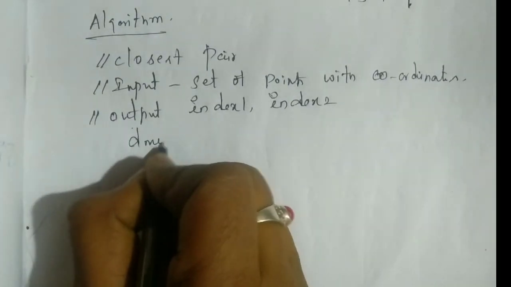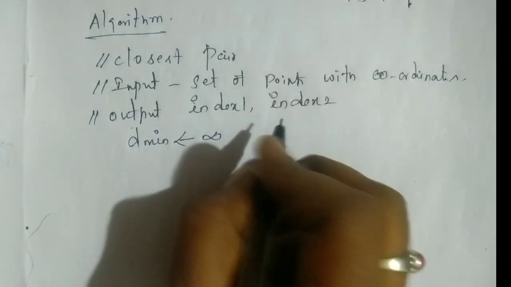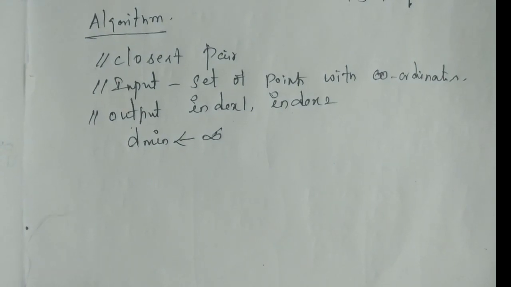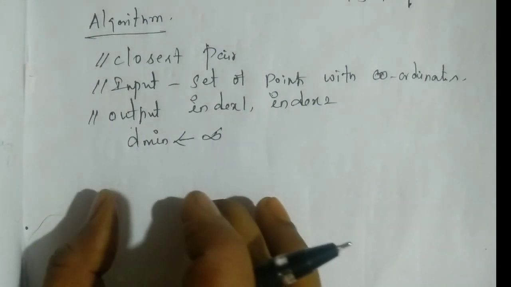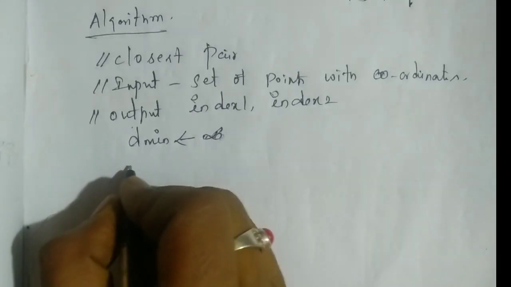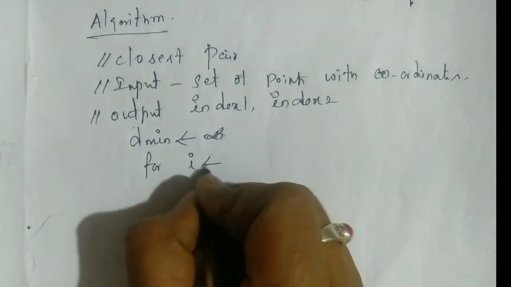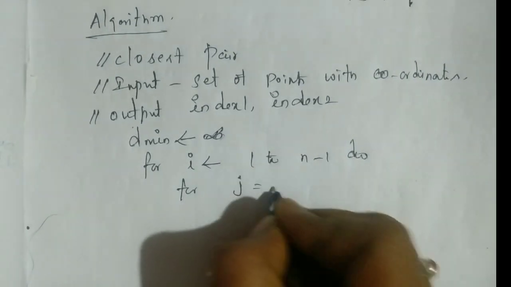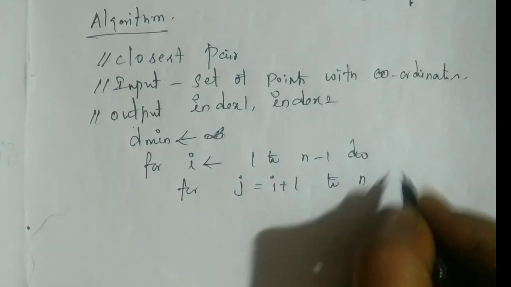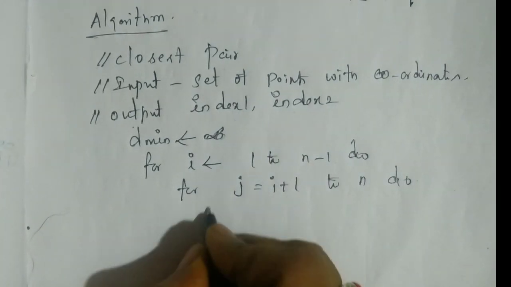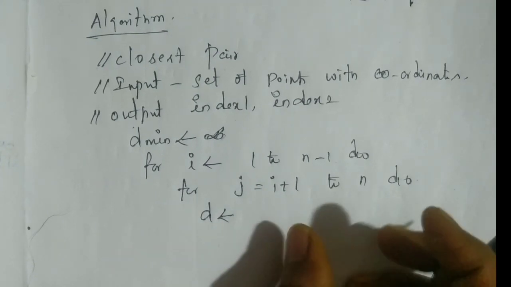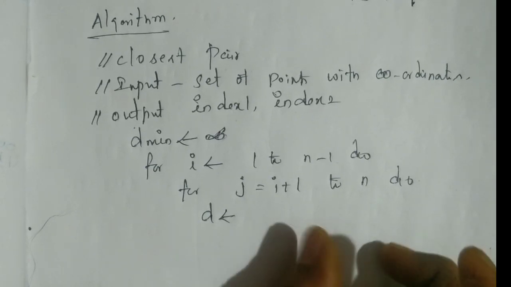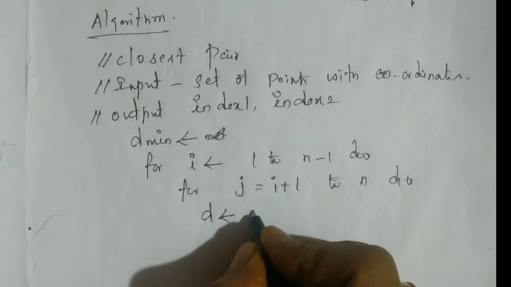Then I will consider one variable, d min. Here we initialize it to infinity, because initially we don't know what the minimum distance is, so we assume it as infinity. Then we take two for loops: for i equal to 1 to n minus 1 do, and for j equal to i plus 1 to n. We know the formula, so using that formula we find the distance between the 2 points and put the answer into variable d.